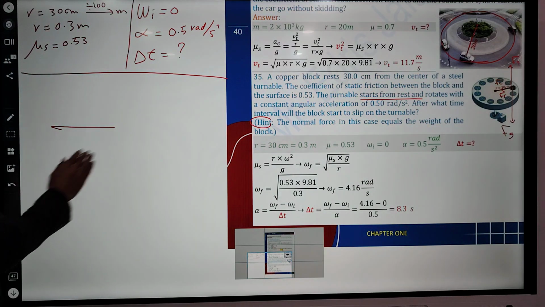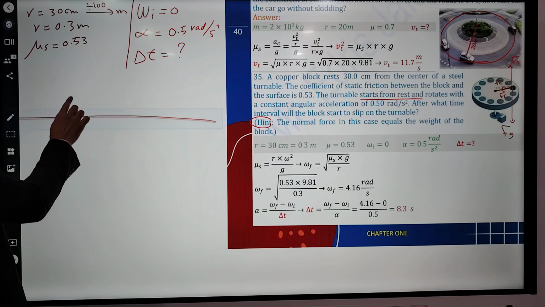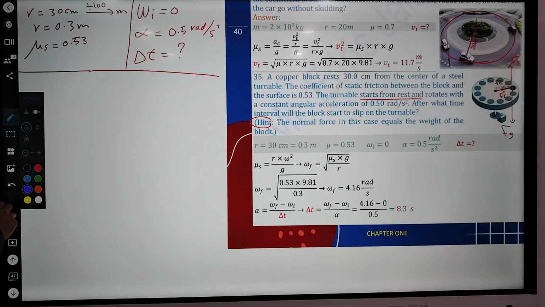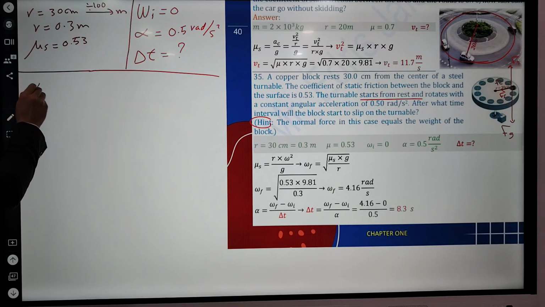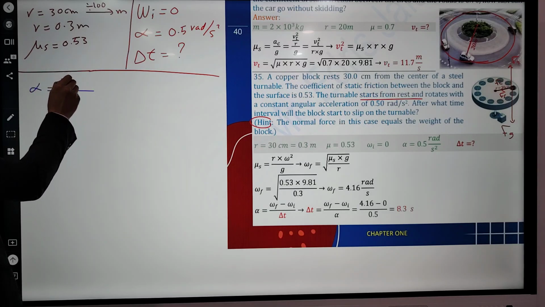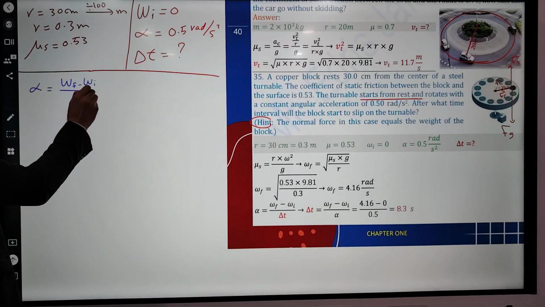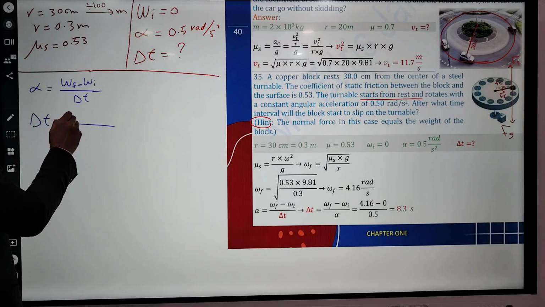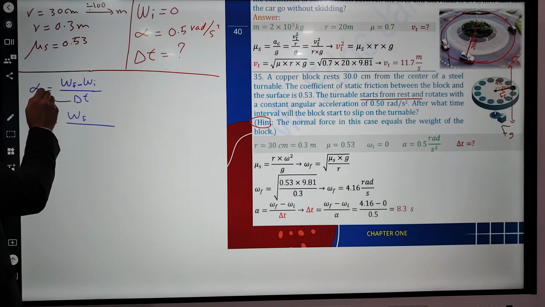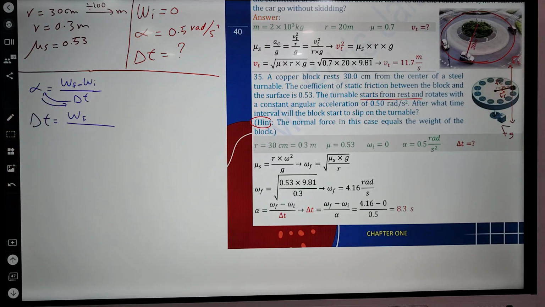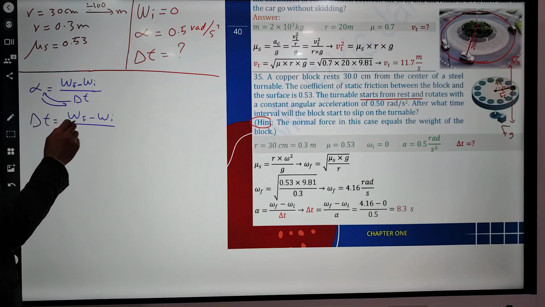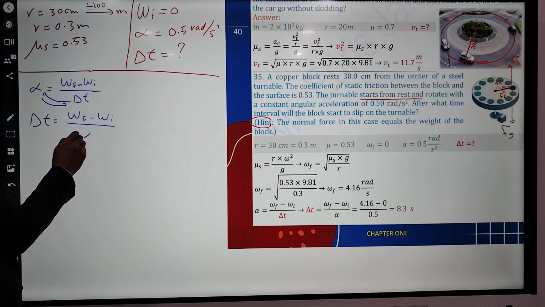So you have to make a plan to solve this question. How can you solve this question? At first, you have to write down the equation of time. As you know, alpha is equal to what? Omega final minus omega initial divided by time. To find time, rearrange the equation, changing the position of time and the angular acceleration, so delta t is equal to omega final minus omega initial over alpha.